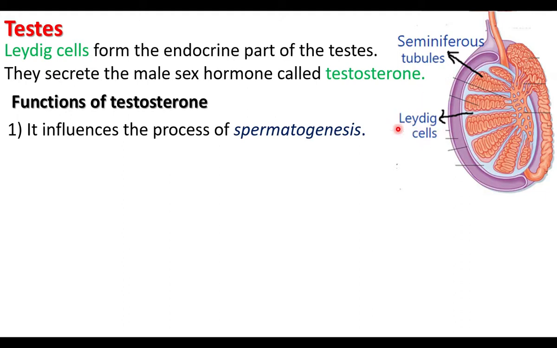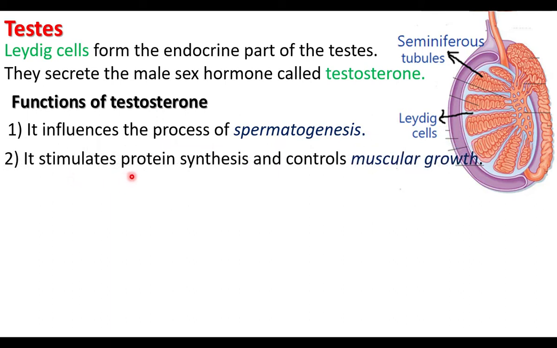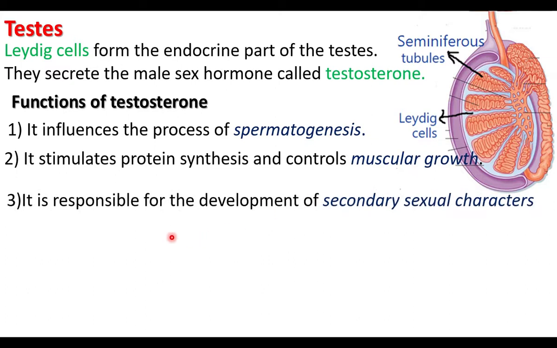What is the name of the hormone? Testosterone. The testosterone stimulates protein synthesis and controls muscular growth. Proteins are called bodybuilders. Protein is formed under the influence of testosterone, so muscular growth takes place. It is responsible for the development of secondary sexual characters. Primary sexual characters decide whether an individual is male or female. The secondary sexual characters are developed in the later part of life during puberty.